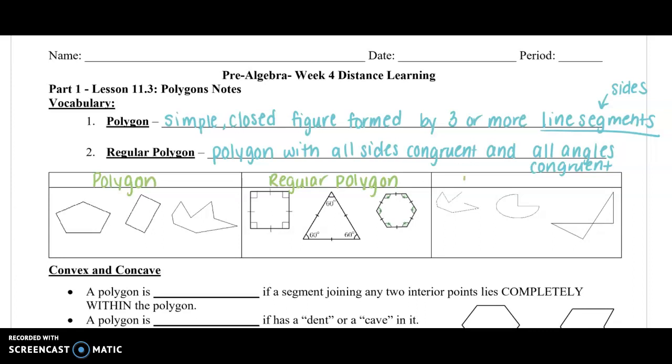Then the last set, these are not polygons. And the reason why they are not, this first one is not closed, has to be closed. This second one is curved, can't have that. And this last one, the lines intersect. We can't have that happening right there. Okay, so if it's not closed, it has any curved sides, so like a circle would not be a polygon. Okay, so not closed, curved sides, or the lines intersect, not going to be a polygon.